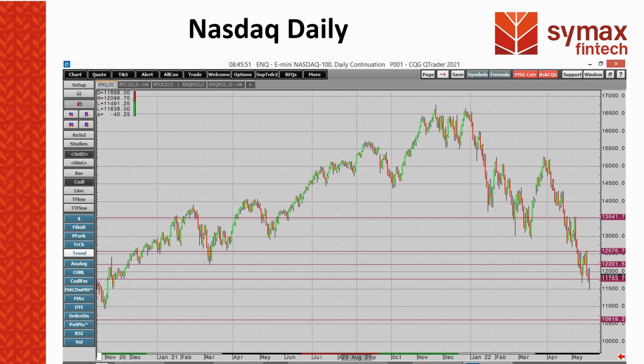Here's the daily with some levels on. So again, some support and resistance, and hopefully they'll come into play this week, and I'll be using some of them.